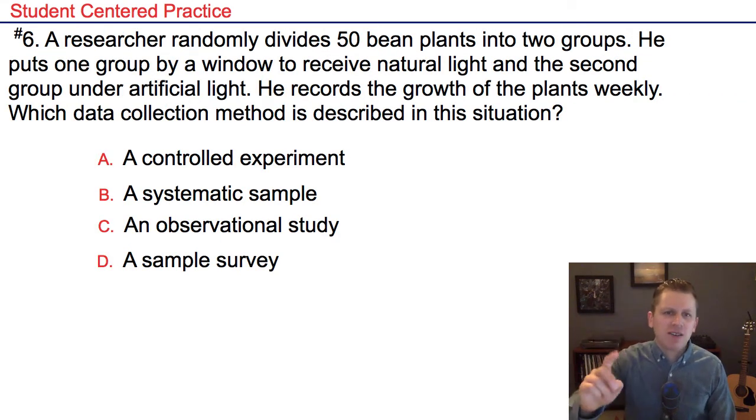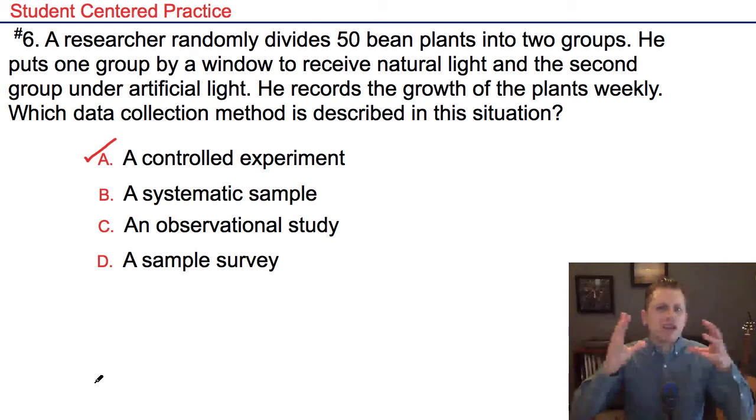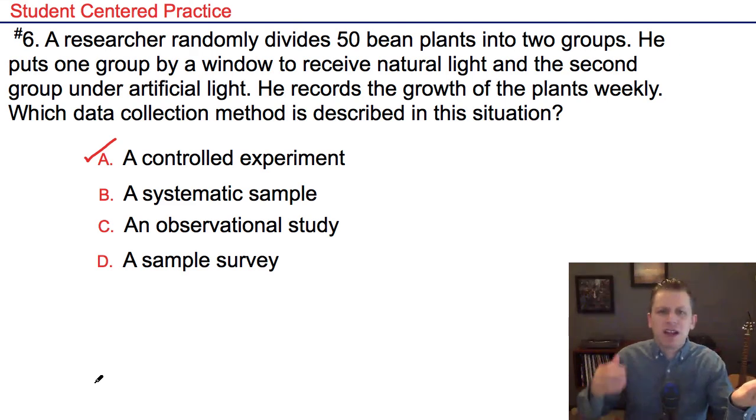Let's try one final question. See if you can find which data collection method is described in this situation. This one is clearly a controlled experiment. There's a treatment. We're being divided into two equal groups where one group just gets the treatment and the other group doesn't. So this one is choice A.